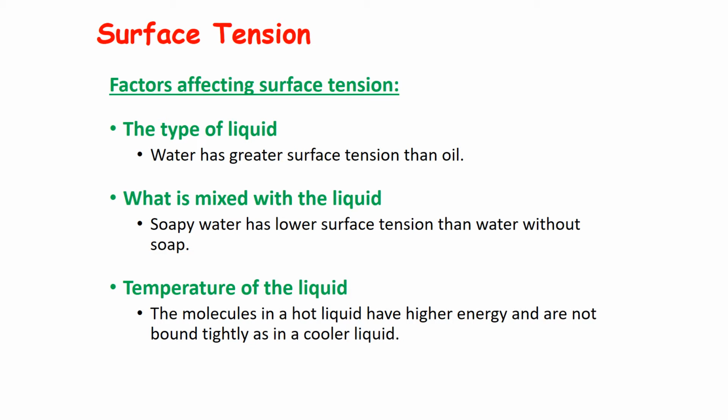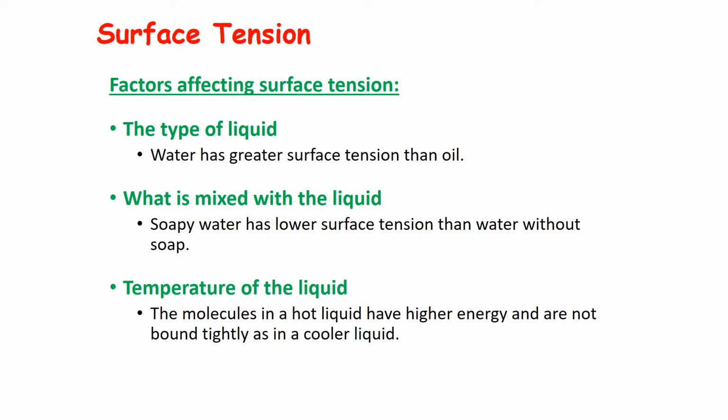There are some factors affecting surface tension. First one, what is the type of liquid we used? Water has a greater surface tension than oil, for example. So it has different surface tension from oil. What is mixed with the liquid? Soapy water has lower surface tension than water without soap because of the mixed material.